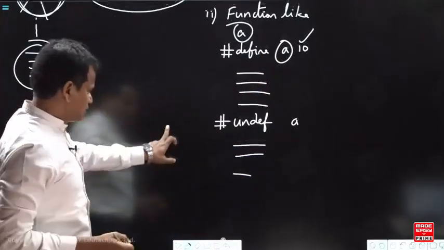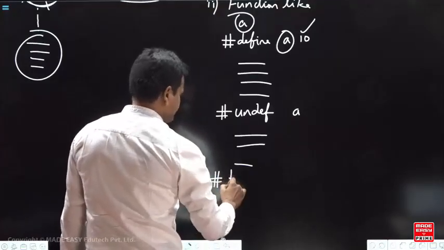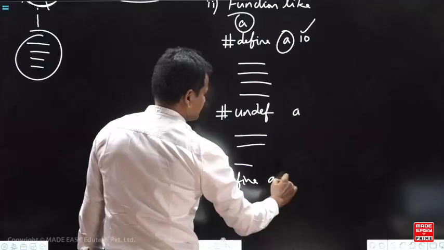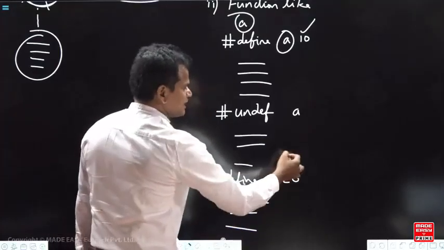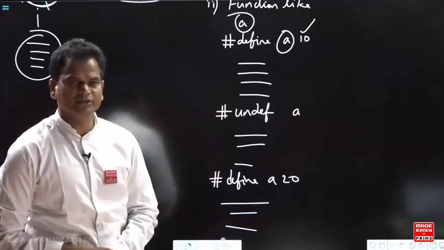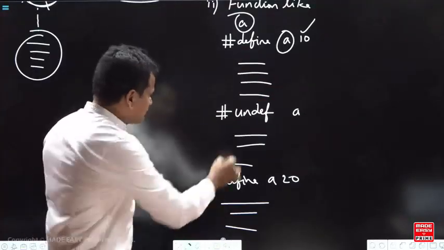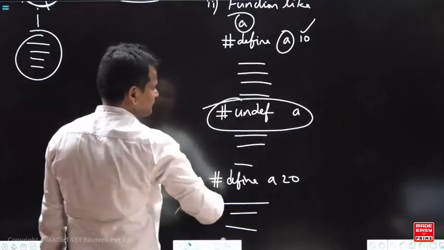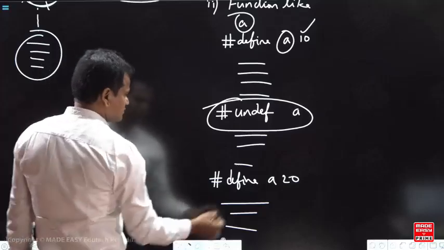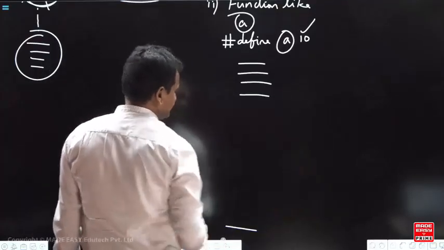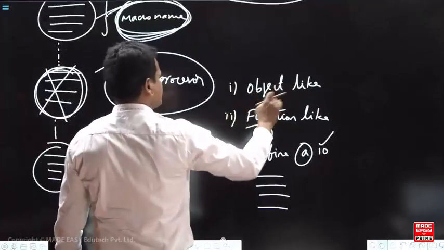Okay, and suppose here #define A 20. Then after this, wherever A is there, the macro processor will replace A with 20, whereas here A will be replaced with 10. So that is the meaning of undefine. If I don't write this #undef A, then... do you understand? So undef is used for undefining a defined macro, and this is an object-like macro.